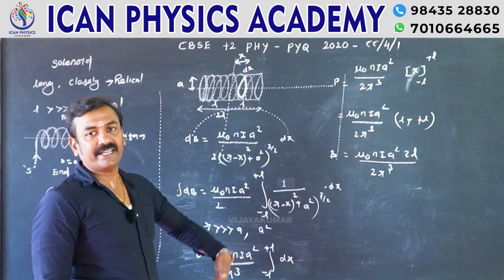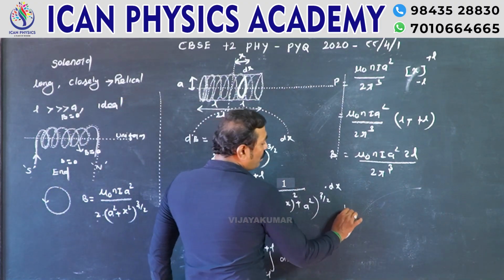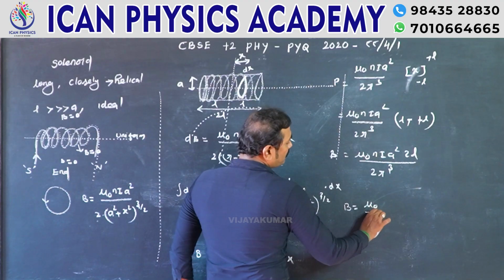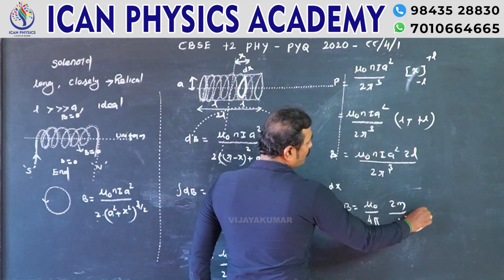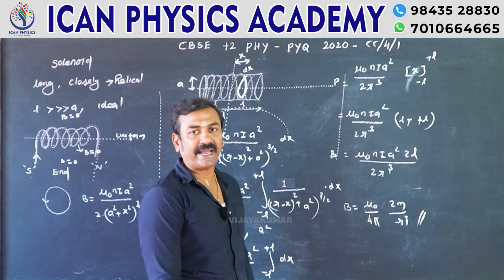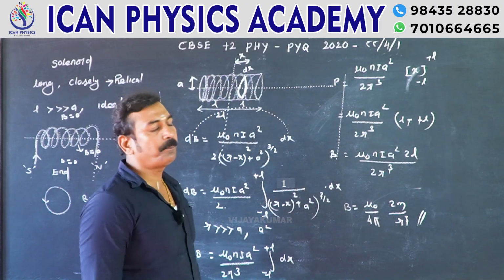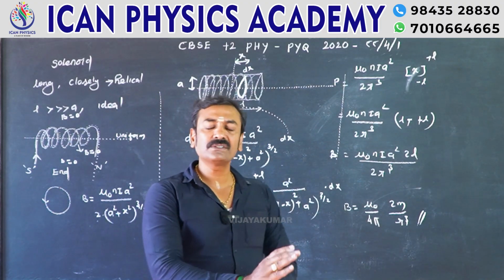So in general, we can modify the equation. How can we modify the equation? Mu naught by 4 pi into 2m by R cube. So this is the final magnetic field at a point P along the axis of the solenoid.